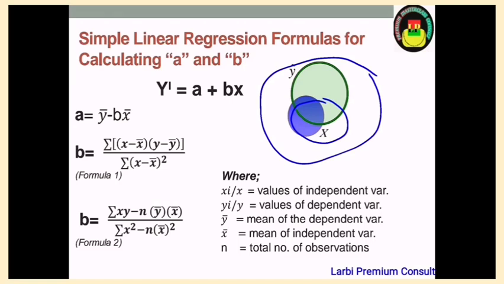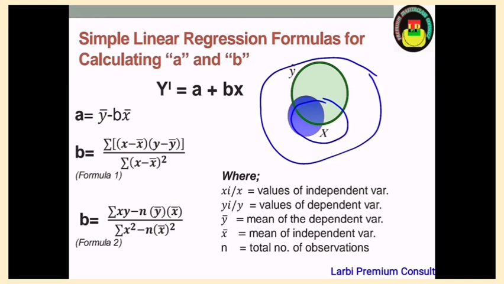So let's take note. How do you find the individual components? For example, a, which is the intercept. For you to find a, it is y bar, as has been noted, minus the slope multiplied by the x bar.